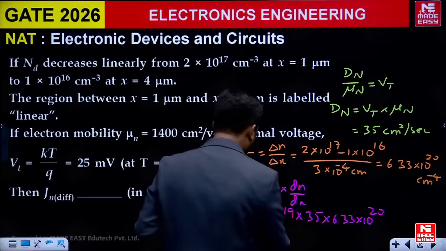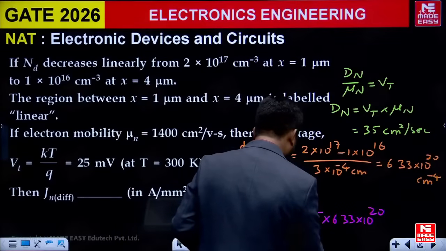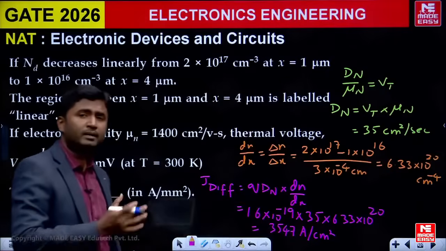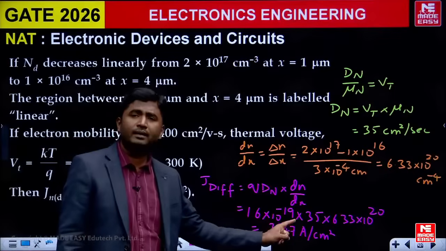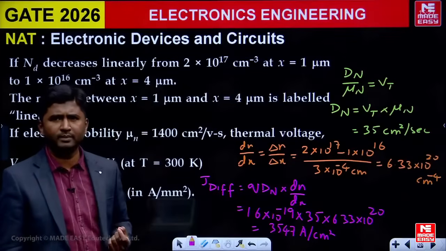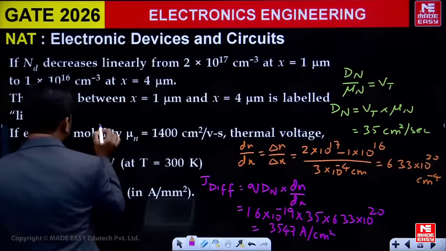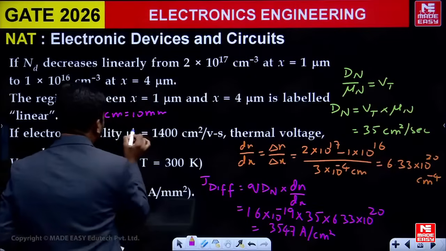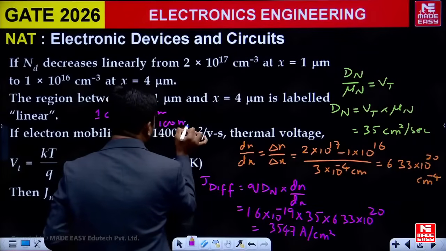When you multiply this, you will get current density 3547 ampere per centimeter square. Now we have to convert this into millimeter square. They have asked the value in millimeter square. We found the value in ampere per centimeter square. Now everybody knows 1 centimeter is equal to 10 millimeter, right, and 1 centimeter square will be 100 millimeter square. You have to remember this conversion. 1 centimeter equal to 10 millimeter, and 1 centimeter square it will be 100 millimeter square.